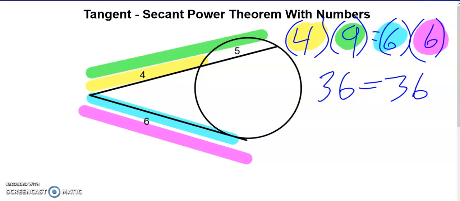Boom. Not so bad. So three rules that basically all do the same thing. With the tangent, they just equal themselves. But with the other ones, we're going to go outside times whole equals outside times whole.